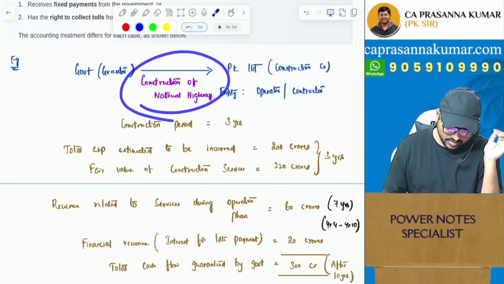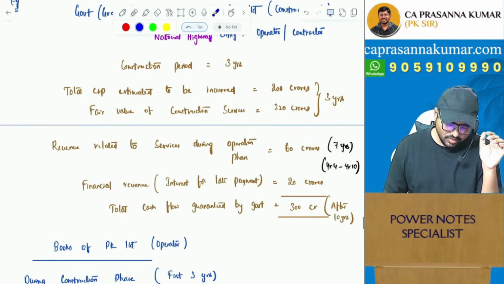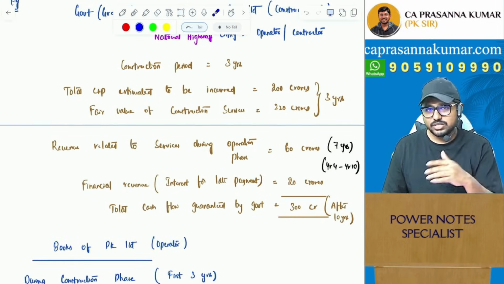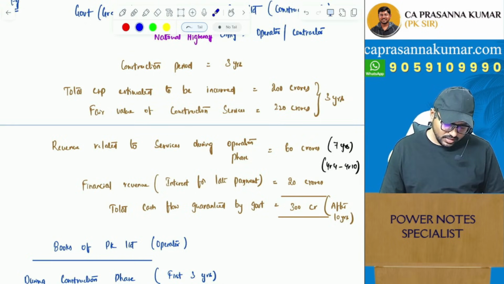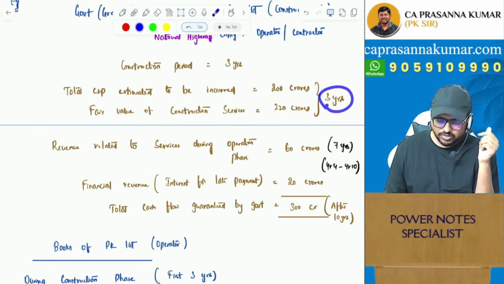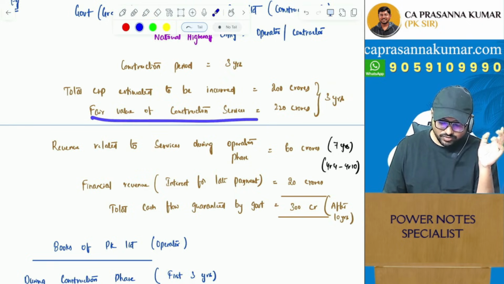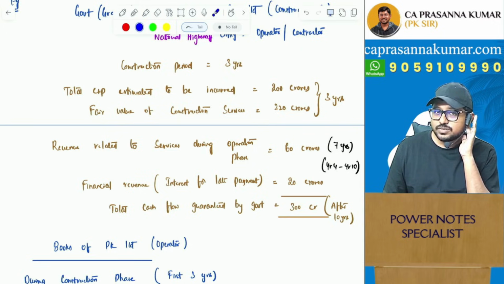Now in this example, let us take construction of a national highway. Obviously, that's the easiest example to understand. Let's say the construction period is 3 years, so in 3 years you'll construct the road. Total expenses estimated to be incurred is 200 crores for the 3 years, because you're going to finish the construction in 3 years. Fair value of the construction services is 220 crores.